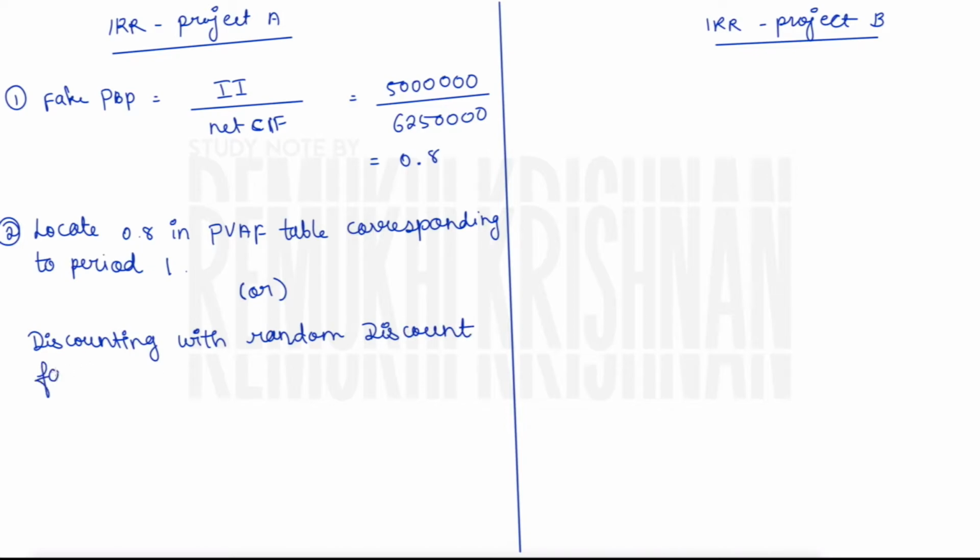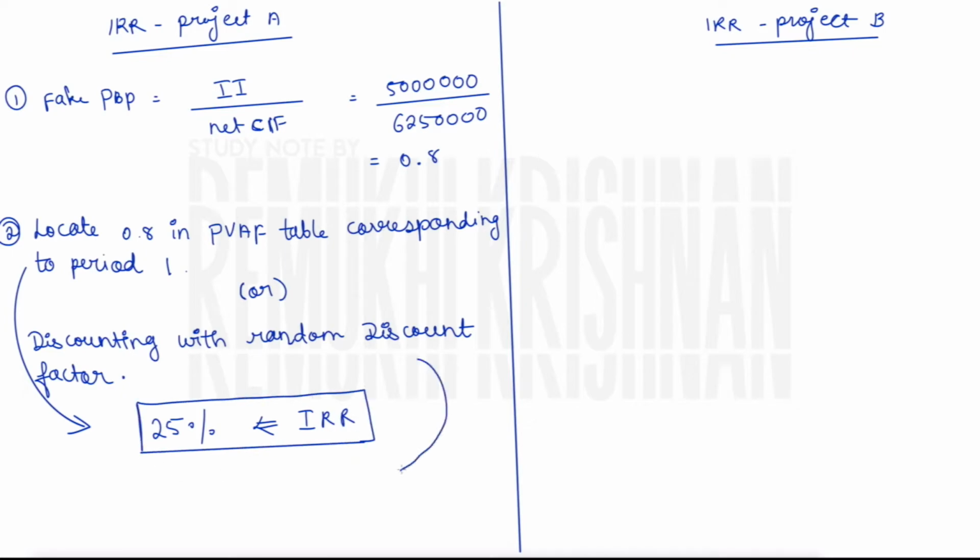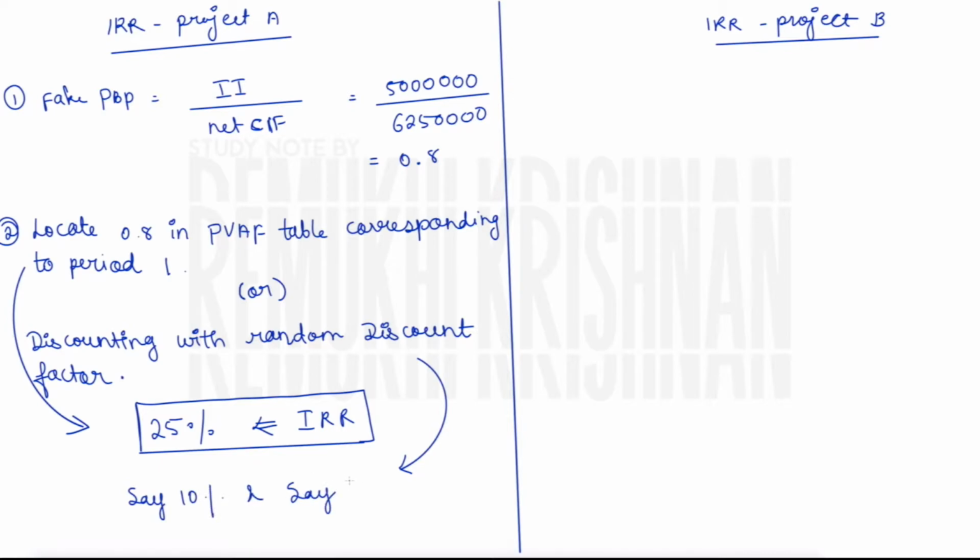So discounting with random discount factors. While locating this 0.8 in my present value annuity factor table along period 1, I can locate this exact 0.8 at 25 percent. Therefore, my IRR is nothing but 25 percent. You can even solve this sum using random discount rates, say 10 percent and say 15 percent. It is up to you. Okay. So most of the time, just keep it in mind: always know both the methods, because in examinations they may not provide you with the present value annuity factor table. Okay guys, so let us move to the next slide.